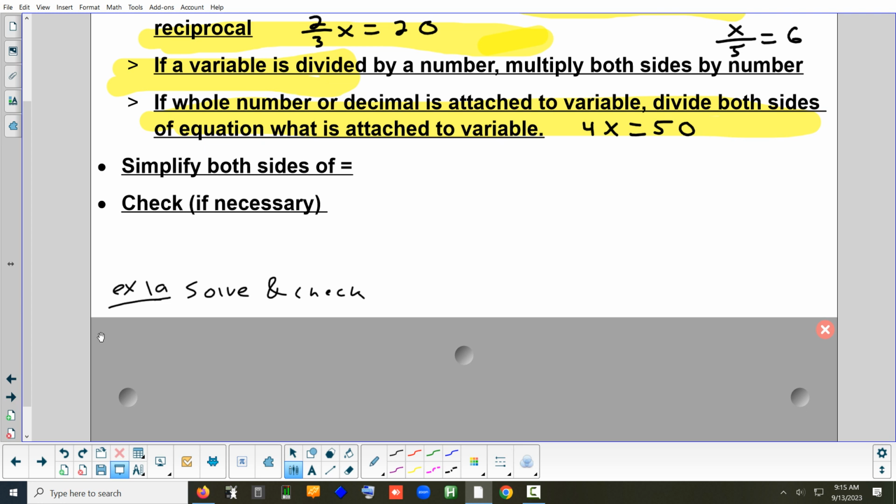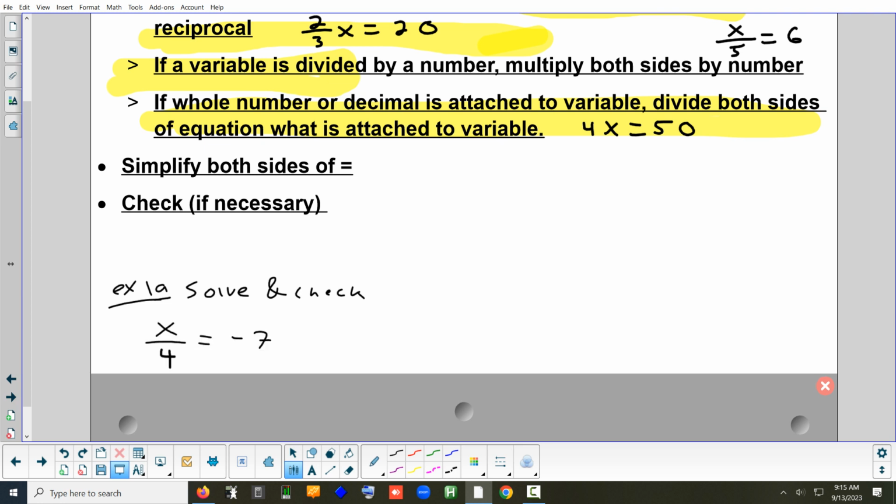All right, so you guys should have a spot for example 1A, but do you have the example written in yet? Okay, so let me give you guys that.